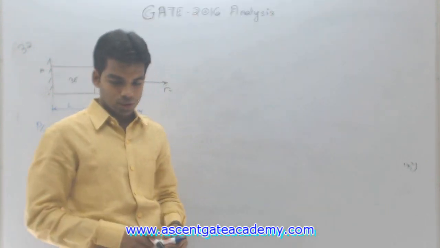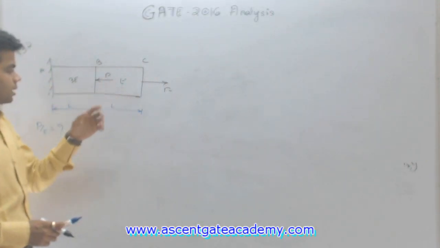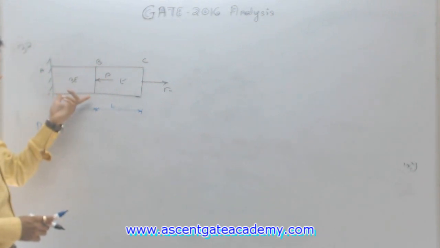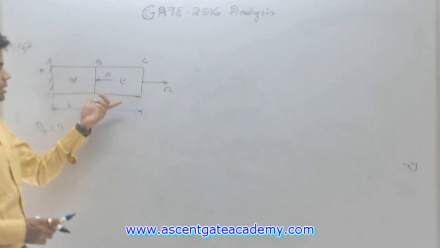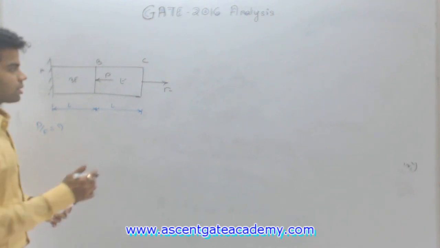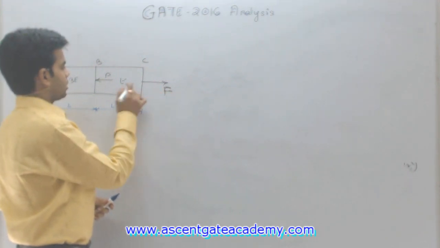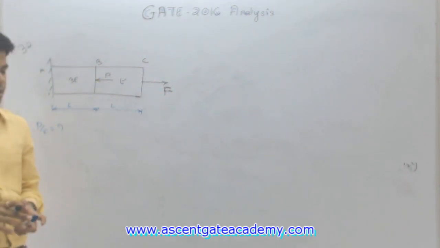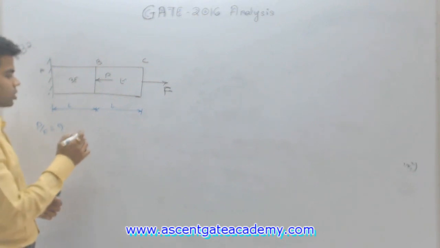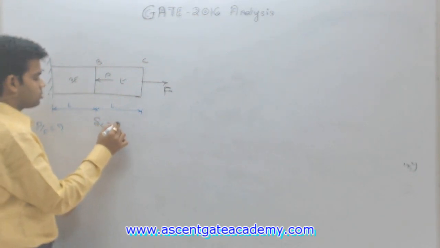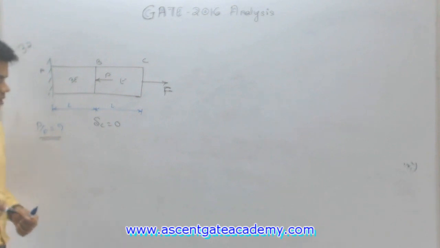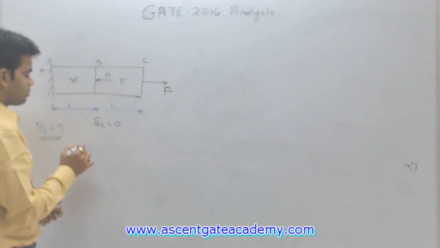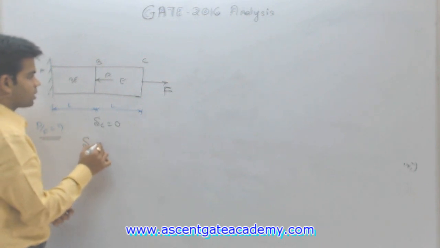Okay, so we have this question, this particular bar ABC divided into two parts, AB and BC, each of length L, and the force applied here is F, and here the compressive force applied is P. Okay, total deflection at C is equal to 0. We have to determine the ratio P to F. Okay, now if I want to determine the deflection at C, what is deflection at C?